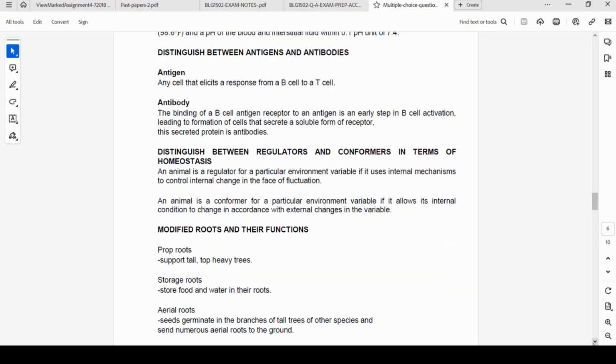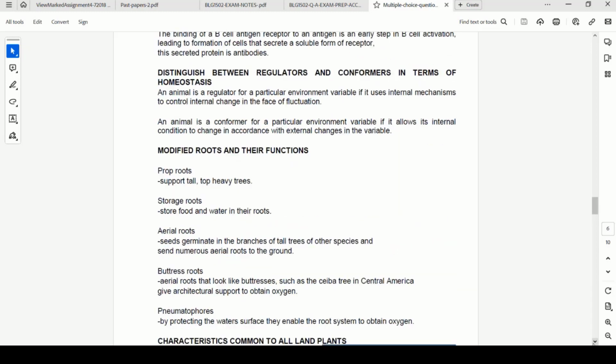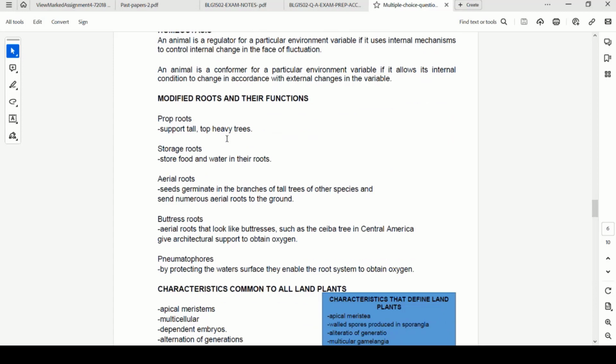Then also this is one of the important topics we did not cover, but as far as previous past question papers go, what will come is the types of roots. Modified roots and their functions. Modified roots: there are prop roots, storage roots, aerial roots, buttress roots, and pneumatophores. So you're going to have to know about this.